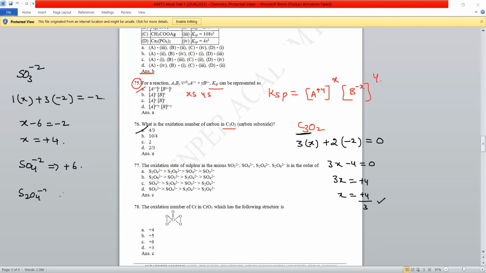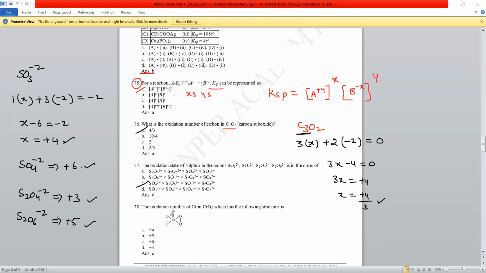S2O4 2-, if you calculate, gives +3 oxidation state, and S2O6 2-, if you calculate, gives +5 oxidation state. So check, students: here +4, here +6, here +3, here +5. They're asking for the anions in order, which is the greater one. The +6 state is the greatest. Option C, once you check, is the correct answer.